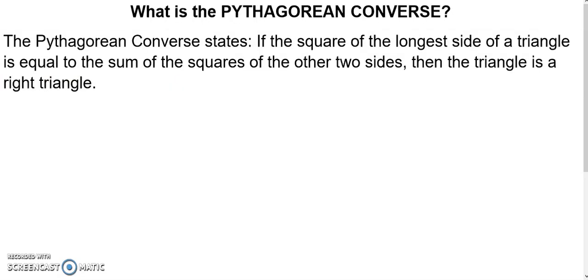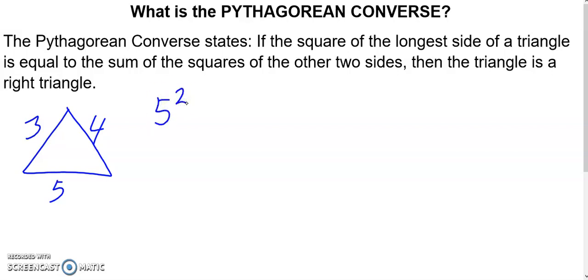Because the Pythagorean converse states, if the square of the longest side of a triangle is equal to the sum of the squares of the other two sides, then the triangle is a right triangle. What that is saying, if you have a triangle and it has three side numbers, let's just do a 3, 4, 5 triangle, and I take the longest side and I square it, and it is equal to the sum of the squares of the other two sides, then we have a right triangle.